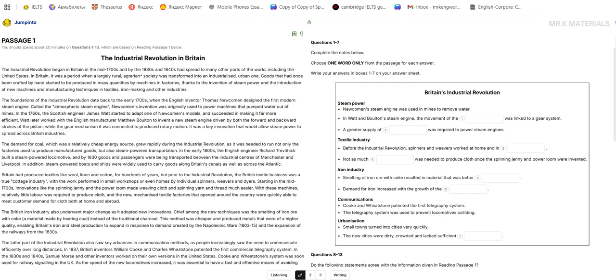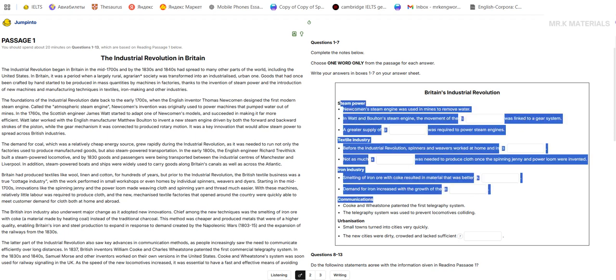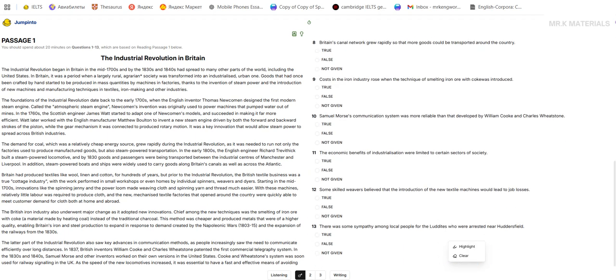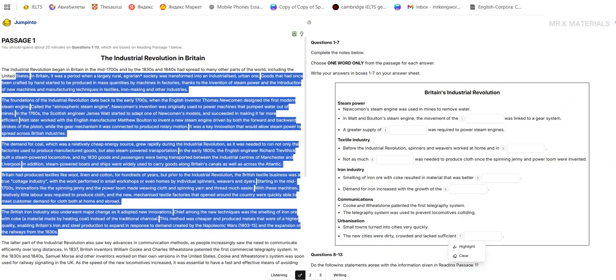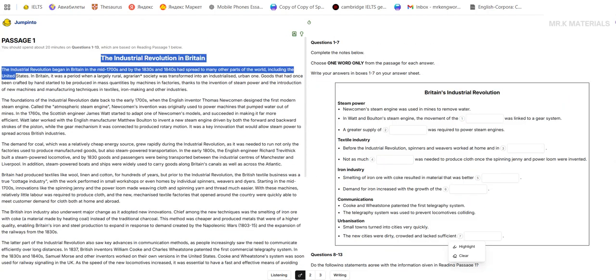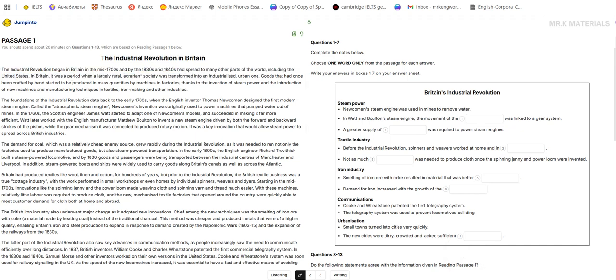Right now, let's look clearly at how skimming and scanning work in practice. As I already mentioned, first we're going to preview our questions, all questions, quickly skim. After this, we're going to skim the text and hopefully have full control over the whole passage. This is called the top to bottom approach.